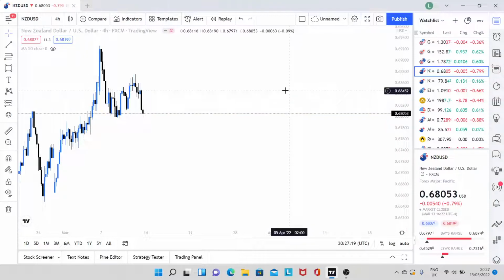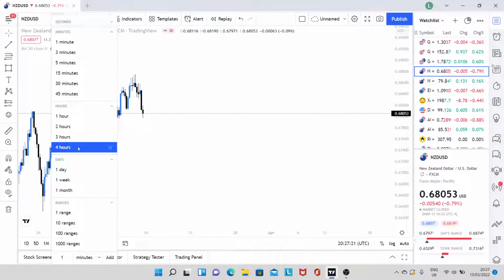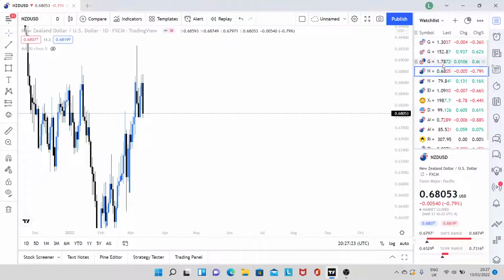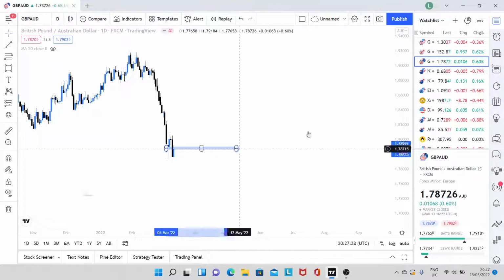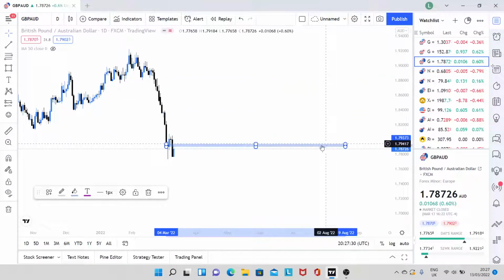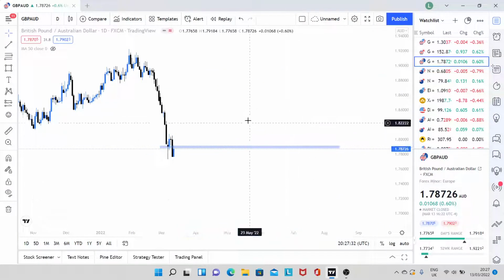Right, now moving on to some NZDUSD pairs. Let me just check that, actually, just to make sure I'm happy with that. Nothing else really going on the daily, nothing really else going on the 4 hour.